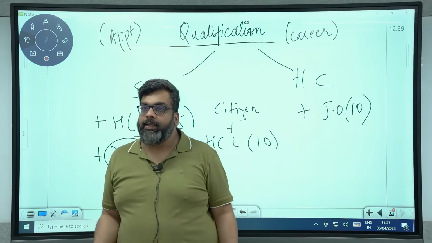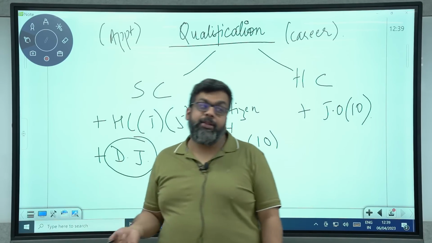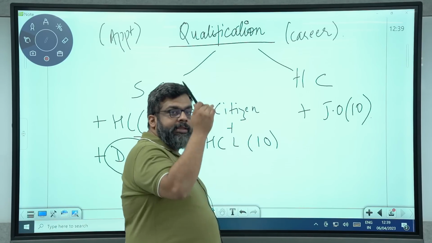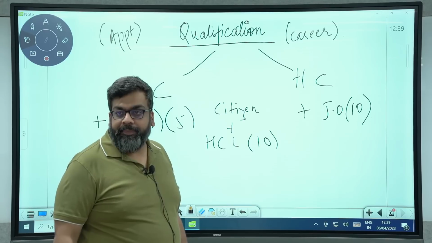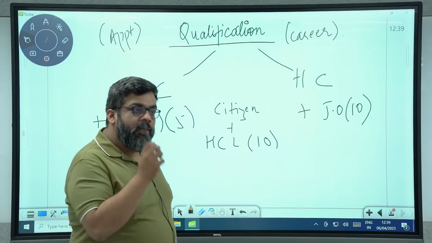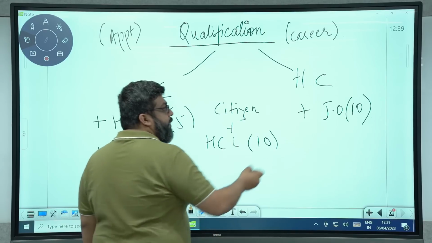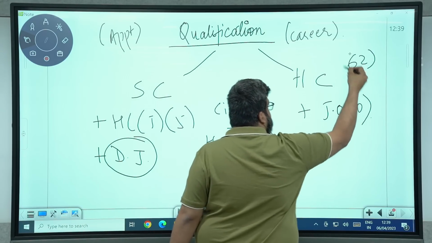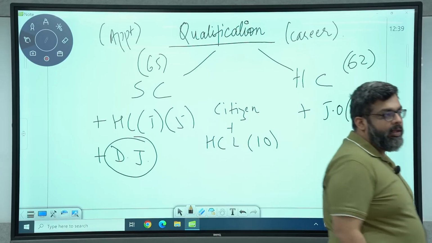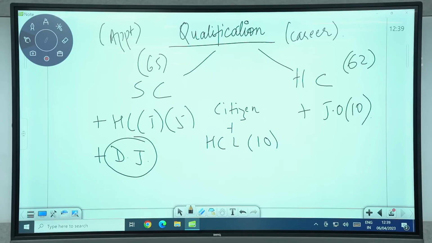Always remember, if the service has a regional component, if the organization has a regional component, the state retirement will be 62 and the central retirement would be 65.